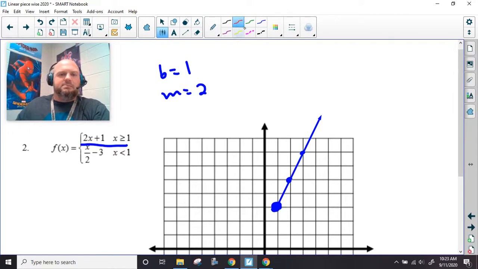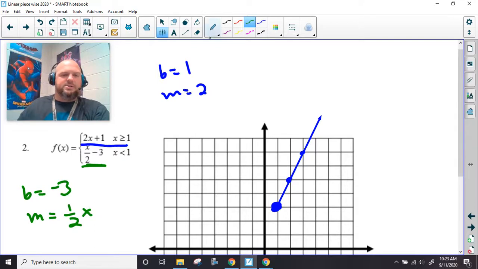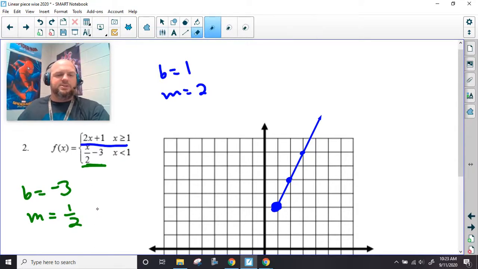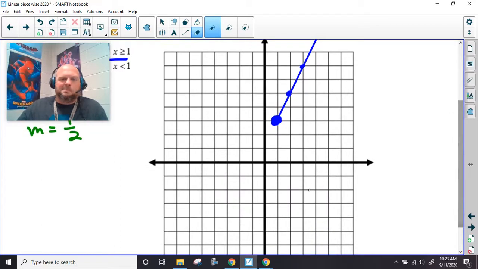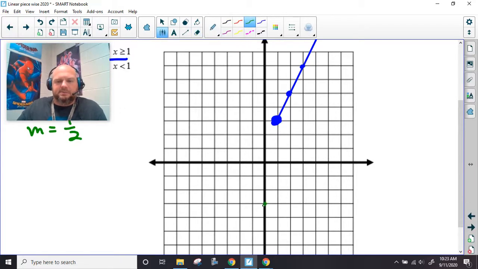Now, this one, x over 2 minus 3. Our b is going to be -3. Our m is actually going to be 1/2, because there are two ways you could write that: 1/2 x or x over 2. Anytime you divide by 2, it's like taking half of it. All right, so I'm going to go to -3. 1, 2, and 3. And I need to make a point, not an erase mark. And I'm going over 2, up 1.